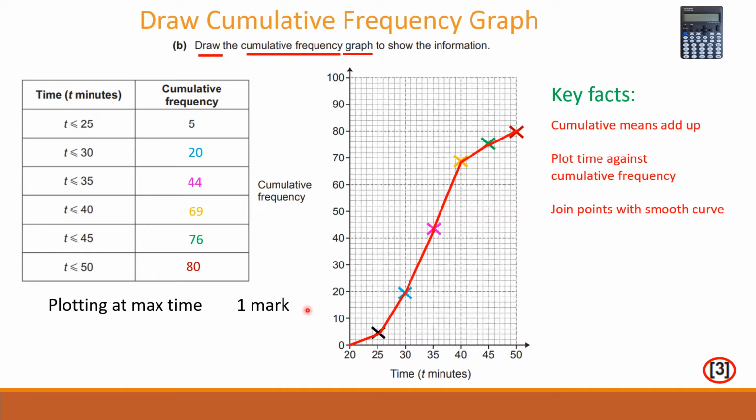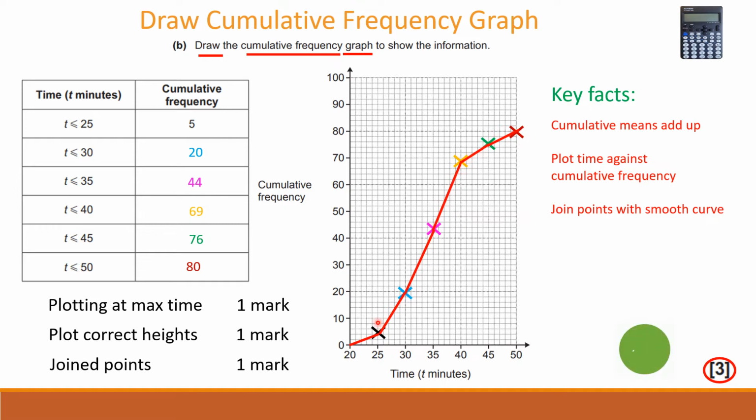Okay, and you'll get 1 mark for plotting at the maximum time, so plotting at these values here. You'll get 1 mark for plotting the heights correctly, and the last mark is for joining the points together. Now you are better off drawing a smooth curve. They are tricky to draw by freehand, so make sure you know how to do your curve by freehand. If you struggle with a freehand curve, then you can join them together using a pencil and ruler. Just check your exam board to make sure whether you are or are not allowed to use a pencil and ruler, or whether you need a smooth curve. So just check with your exam board.